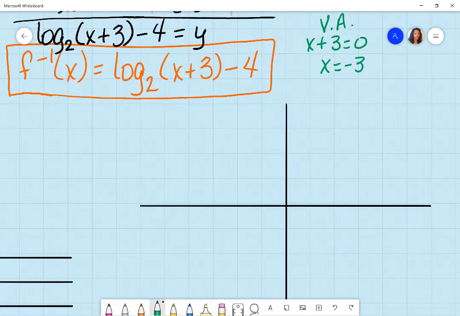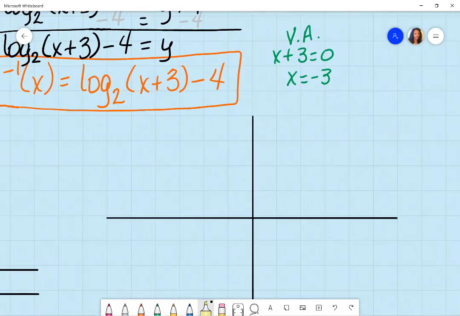Now, a few minutes ago, we did 0 and 1. When you're talking about a log function, and this is what I was just working with, you want to not only set it equal to 0, which does not go in your table, but you also want to set the x plus 3, the part that's in the parentheses, equal to 1. And you also want to set it equal to whatever your base is. My base in this instance is 2, so I'm going to set it equal to 2.